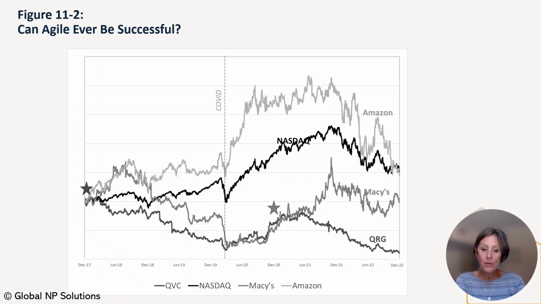Can Agile ever be successful? Since the Agile Manifesto was written over 20 years ago, there has been a lot of hype and hope among people that these new methodologies would transform project effectiveness. Specifically, many organizations adopted Agile processes to achieve better speed to market.